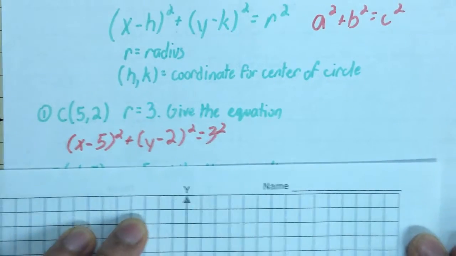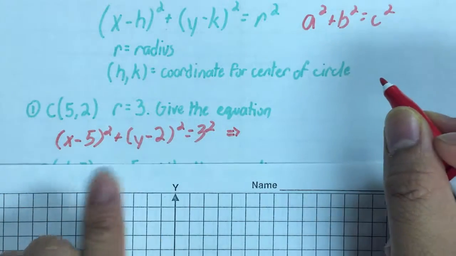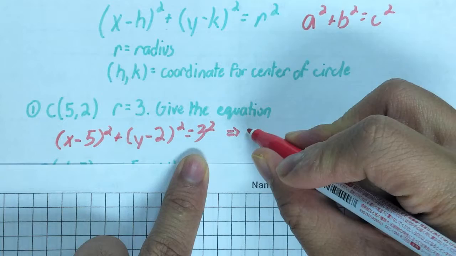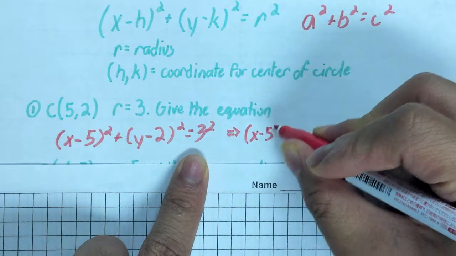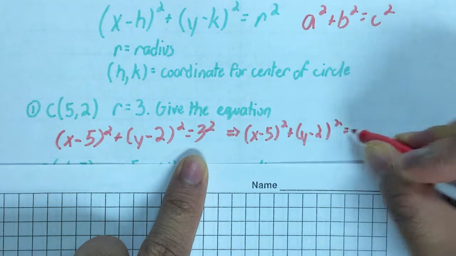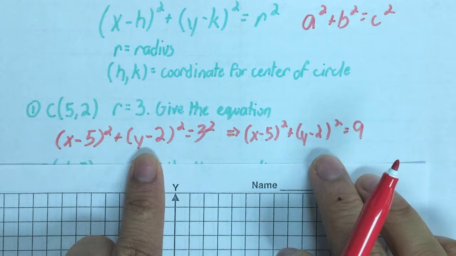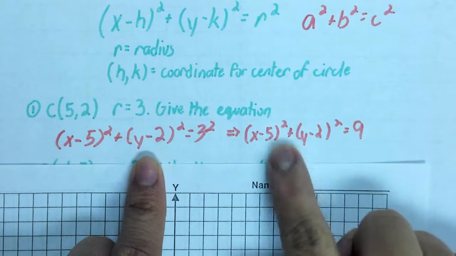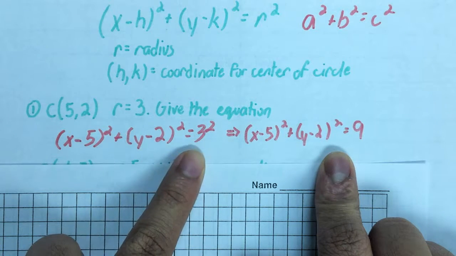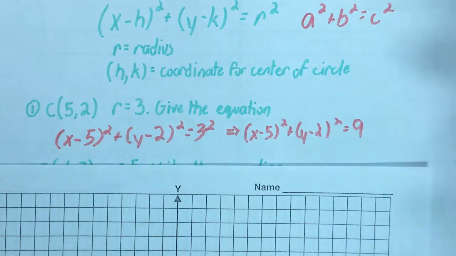Alright. So your answer may look just like this. Or we can take a look at that 3 squared and work that out. We have (x minus 5) squared plus (y minus 2) squared equals 3 squared, which is 9. So these equations are the same. More often than not, you'll see it written this way. But sometimes you may see some textbooks or some examples write it out as the radius squared. So let's take a look at how we graph circles.